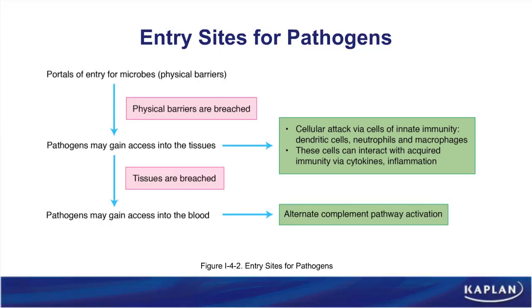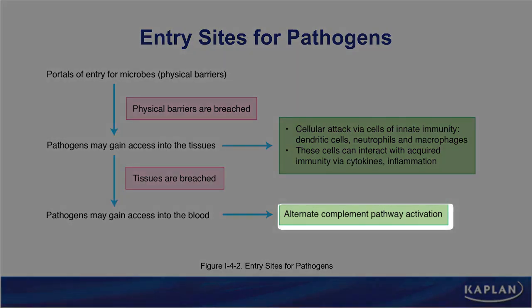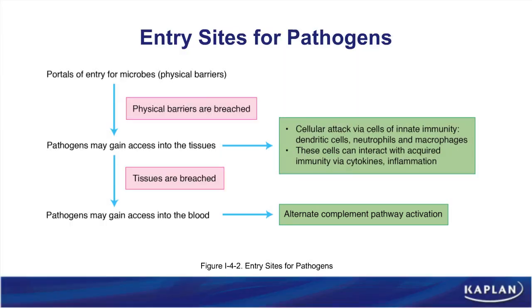Oftentimes, the innate immune system is fast enough and good enough to eliminate the pathogen, but of course that's not always the case. And sometimes the tissues are breached and the pathogens gain access into the blood. Now, if we're talking about the adaptive immune system, of course, we have antibodies and other things in the blood. But as far as the innate immune response, we can have alternate complement pathway activation that can help with opsonization and removing immune complexes and things like that from the blood. But if those all fail, that's when the adaptive immune system will take over. And we're going to definitely talk about that in some upcoming chapters.